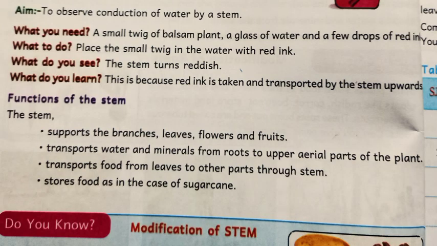First, the stem supports the branches, leaves, flowers and fruits. Second, the stem transports water and minerals from roots to the upper aerial parts of the plant. Third, the stem transports food from leaves to the other parts through the stem. And next, the stem stores food as in the case of sugarcane.